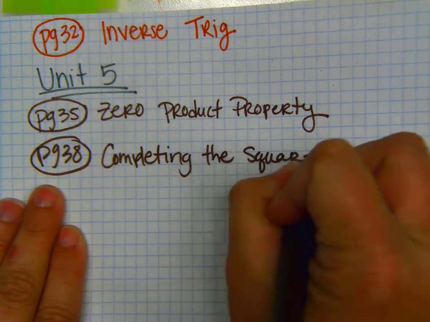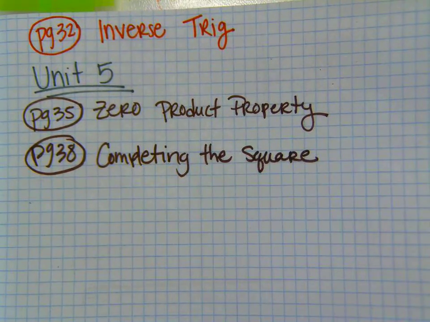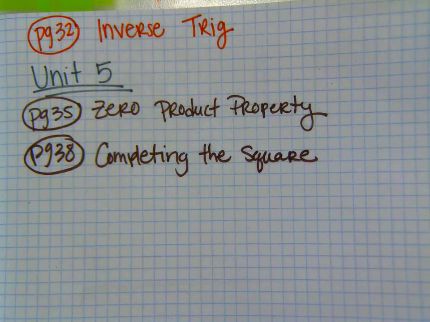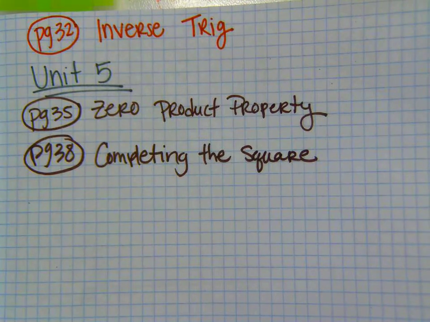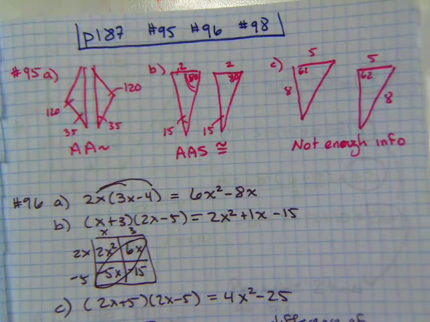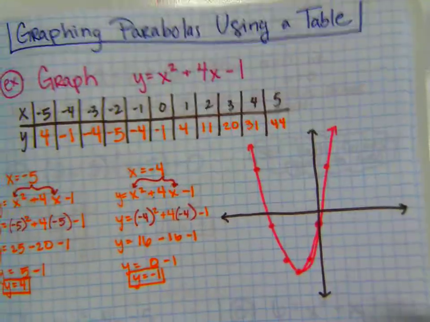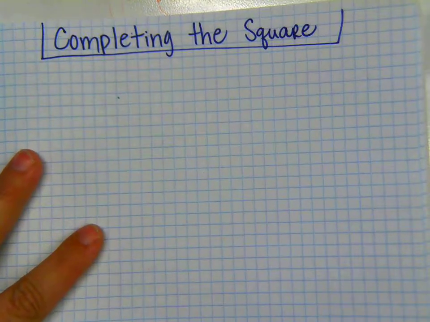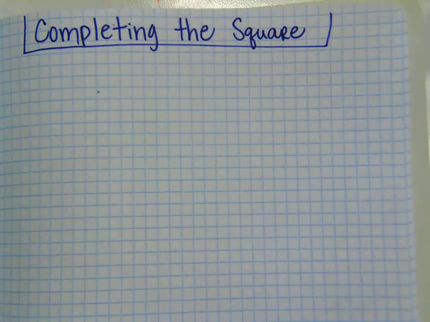Completing the square. Like I said, this is something that we're going to be coming back to quite often. Even after this unit, it comes back. So it's really important that these notes are. So, going back to that page, completing the square. All right, let's just do an example.